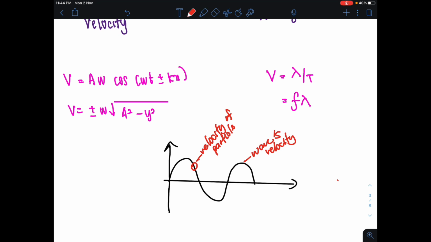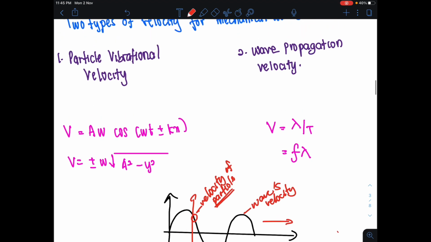One is the particle's and another one is the wave's velocity. Your velocity of the particle moves in a direction such that up and down only, as it is going to vibrate up and down. And the velocity of your wave is traveling to the left or right depending on the direction of the wave travel. So, particles vibrational velocity is indirectly the velocity of the particle. Wave propagation velocity is the wave's velocity in a simple term.